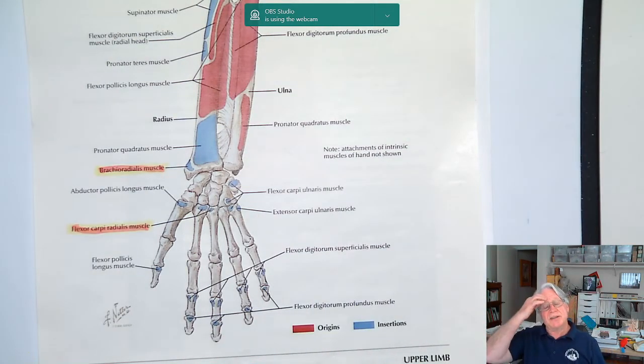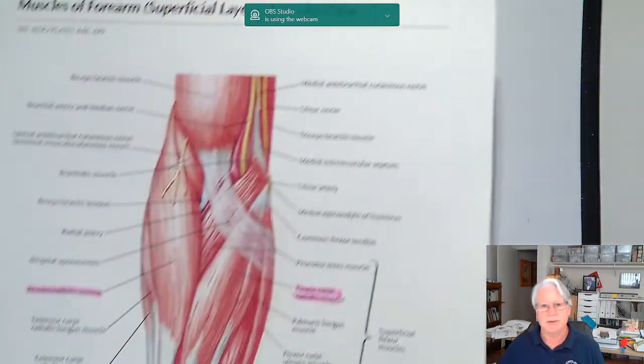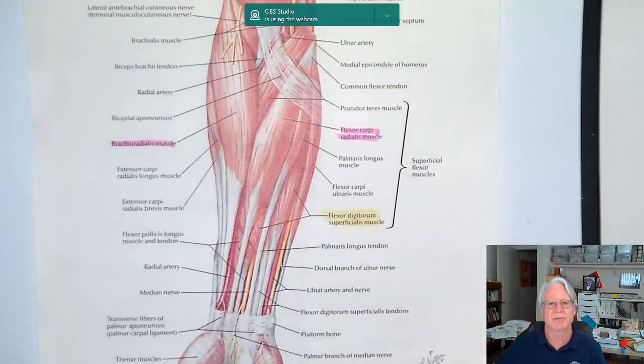Now, how do you find this muscle? And I've got a nice image from the textbook. That is Netter, I should say, not so much the textbook. Netter does this better.